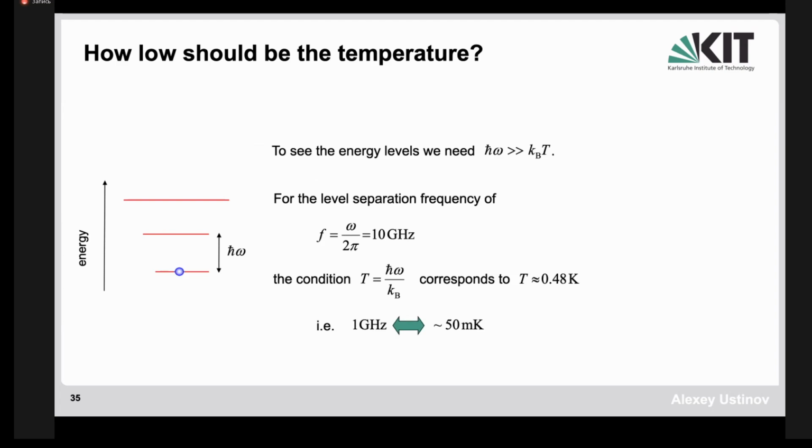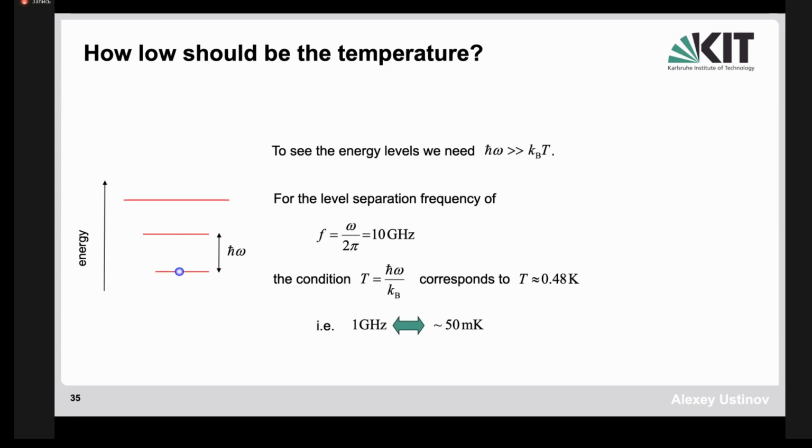To be able to prepare the system in the ground state, the energy level separation between the ground state and the first excited state, H bar omega, has to be larger than thermal fluctuations. Thermal fluctuations have the energy scale of kT, or kB T, Boltzmann constant times temperature. So if I divide this H bar omega by Boltzmann constant, I get the temperature when these levels get mixed by thermal excitations.